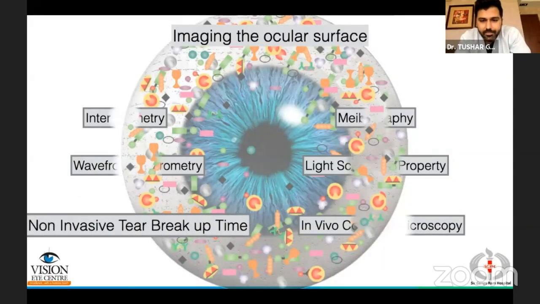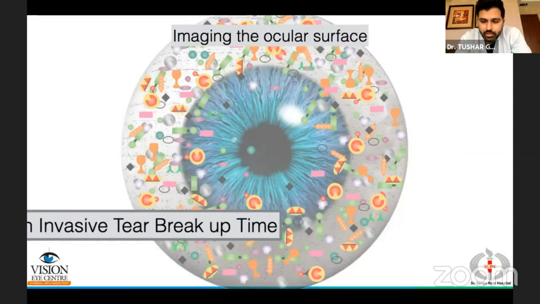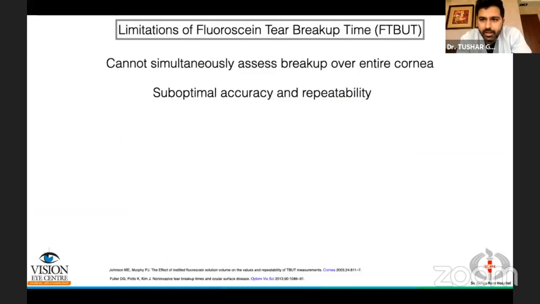The next modality that I'll be talking about is called the non-invasive tear breakup time. So all of us do the tear breakup time in our OPDs. We use fluorescein for that, which of course has some limitations. You cannot simultaneously assess tear breakup over the entire cornea, and the accuracy and repeatability at times is suboptimal.